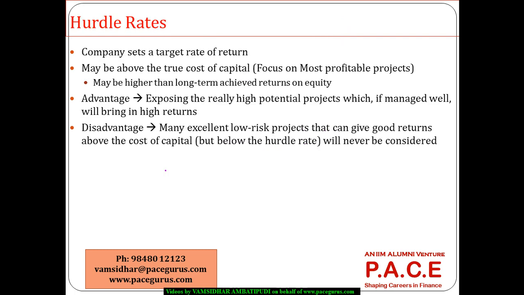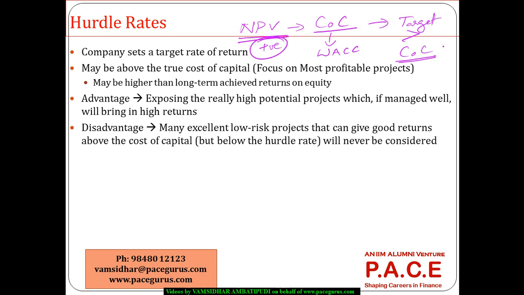Now looking at another mechanism which is a hurdle rate. Probably in the NPV approach, we have decided cost of capital, which we said is the weighted average cost of capital. Now the hurdle rate is a target, might be much bigger than the cost of capital. So I want to take up those projects only where the NPV is positive even after I discount it with the hurdle rate. That's the only difference.